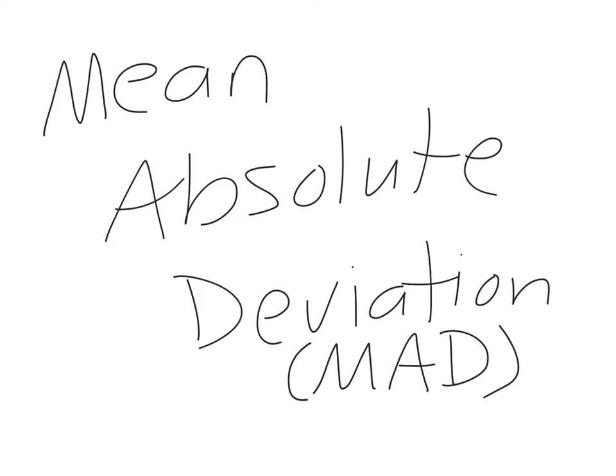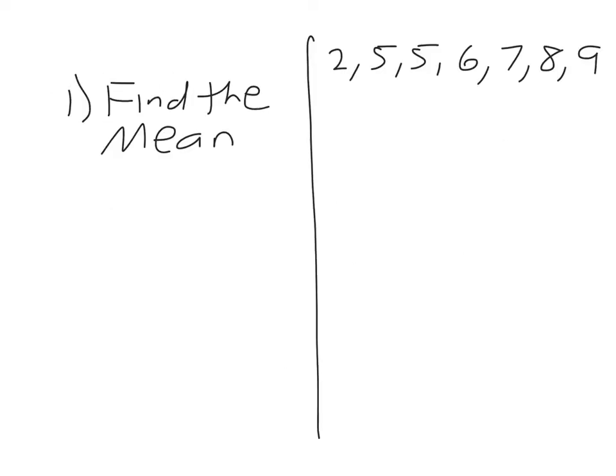So let's jump into this and see, how do you find, or how do you go MAD? So we start with a set of numbers, and my set of numbers is 2, 5, 5, 6, 7, 8, 9. And as you can see already, the first step in finding the MAD, which makes sense since it's the mean absolute deviation, is to actually find the mean. And we know to find the mean, we add up all of our numbers and divide by how many numbers there are.